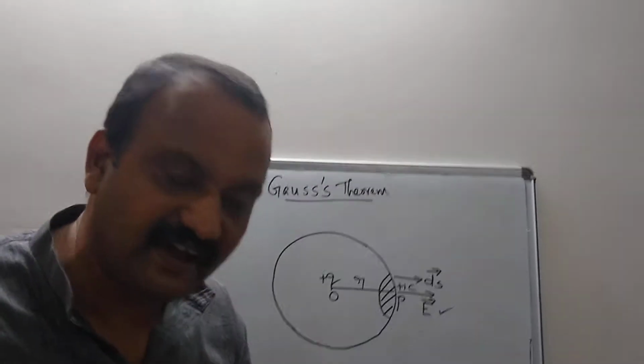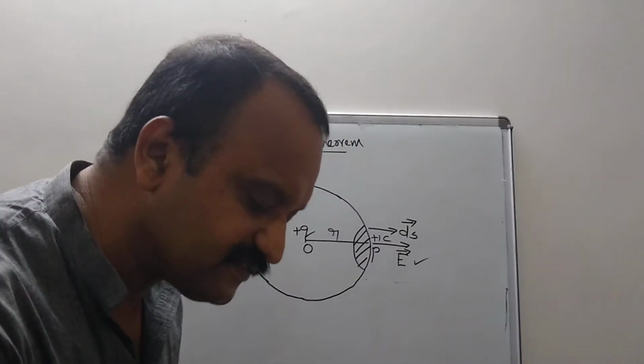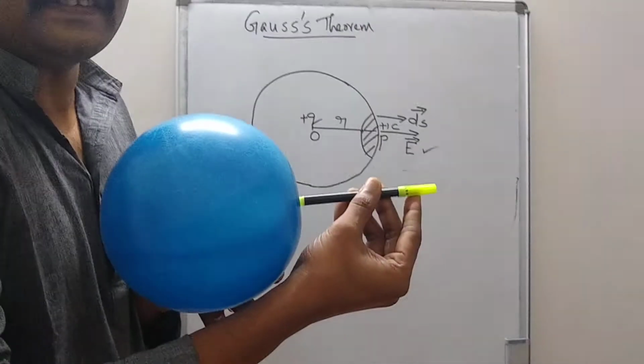So you consider this area. So when you take its normal, this area is this. So normal is like this. Normal is like this. Clear? So this is a direction.